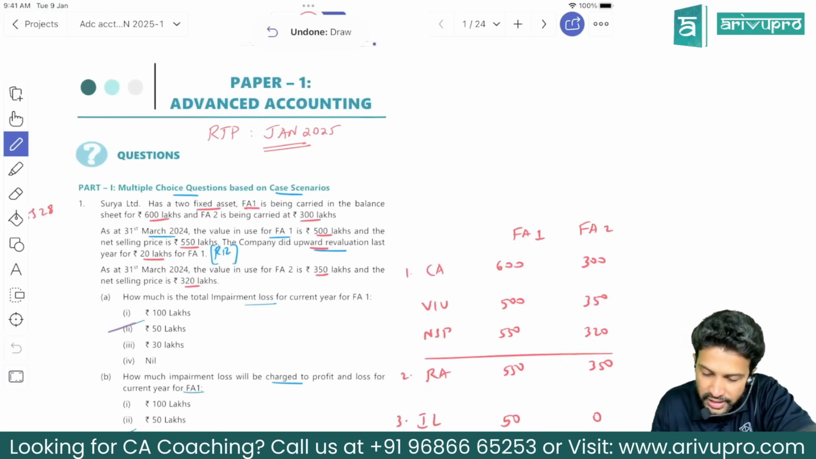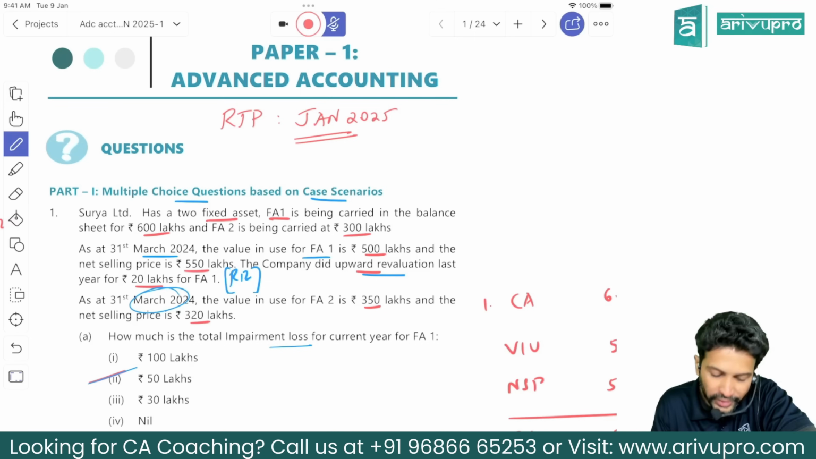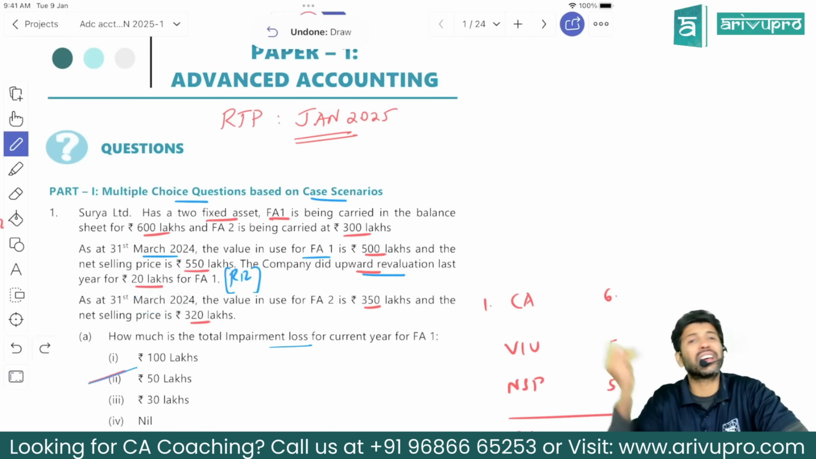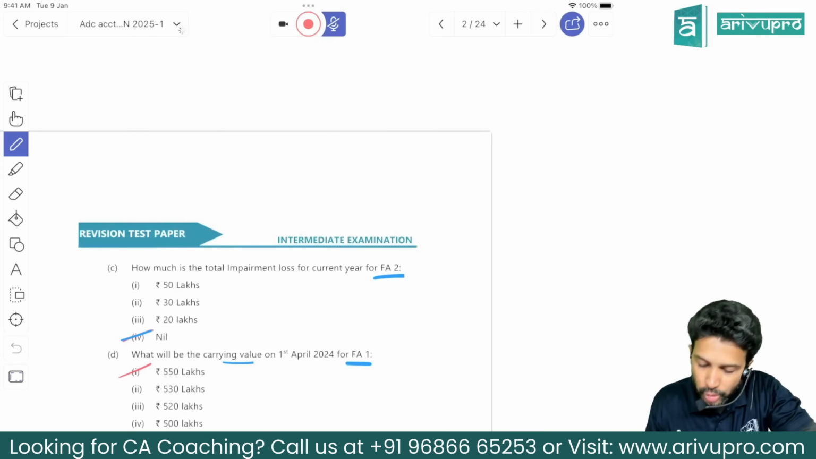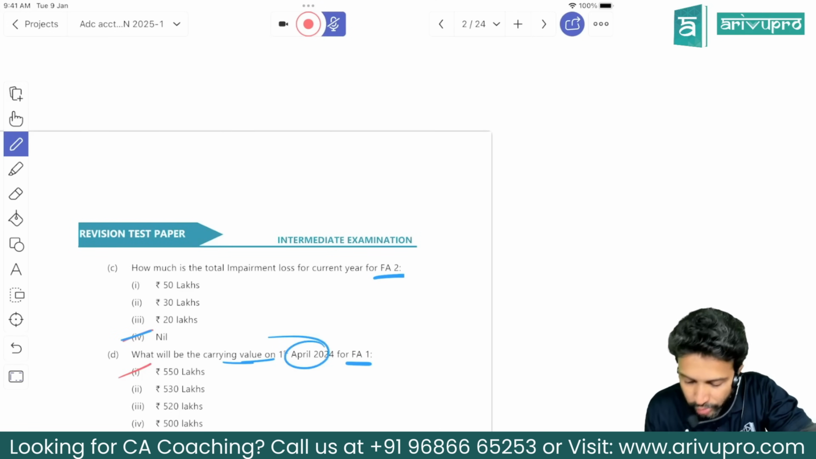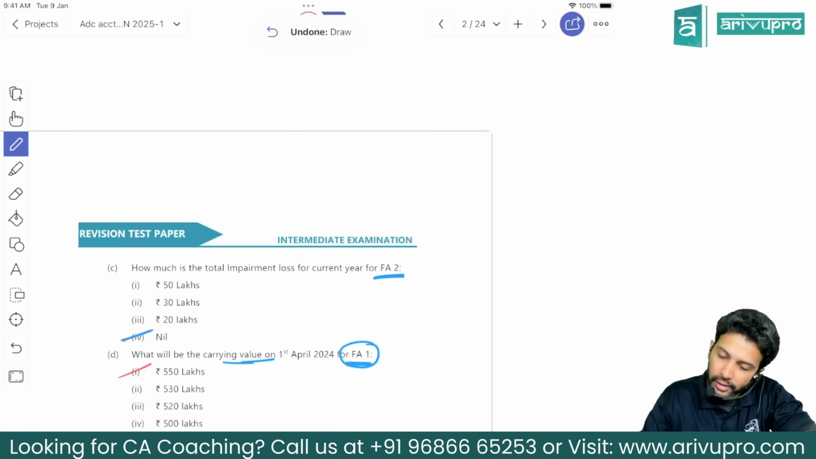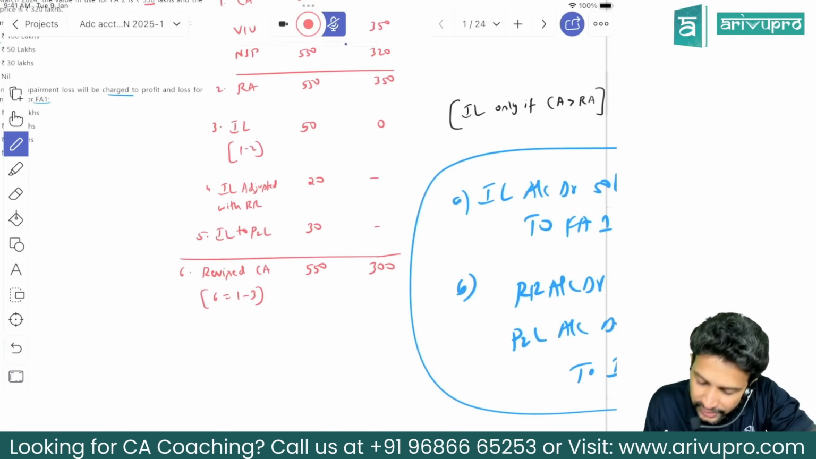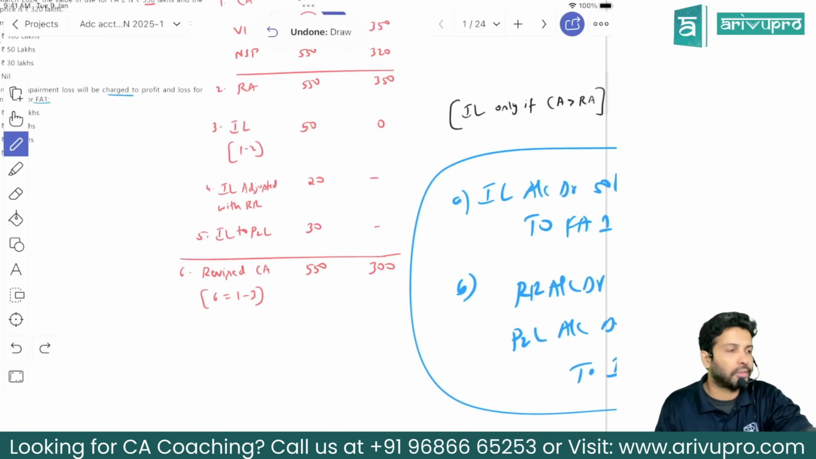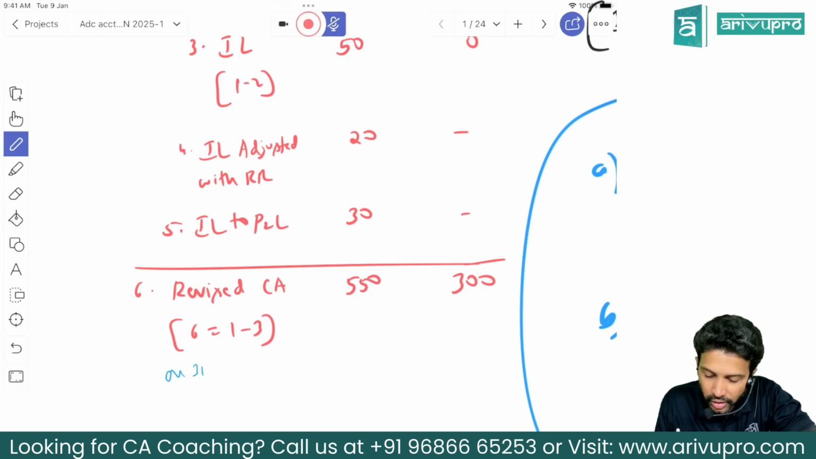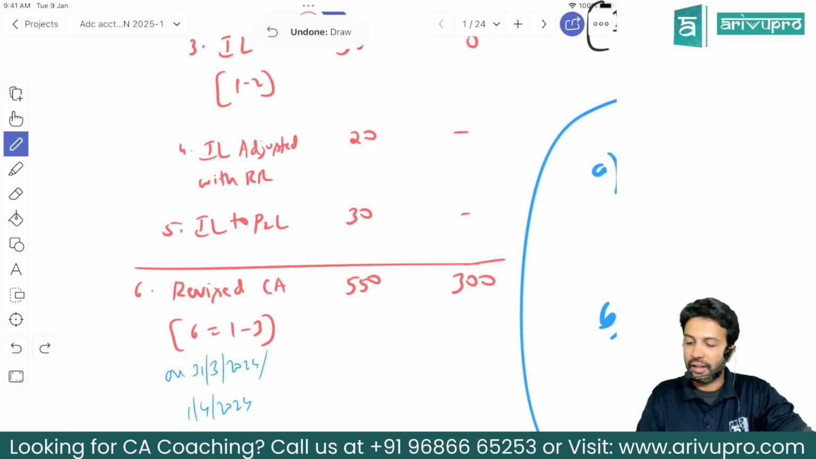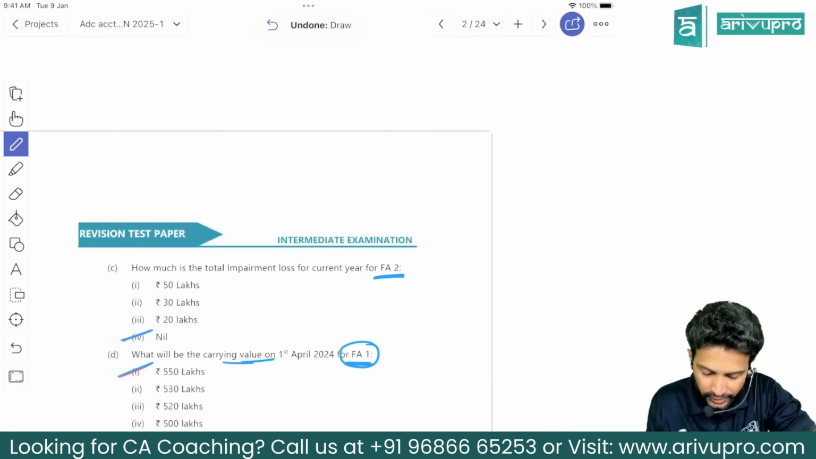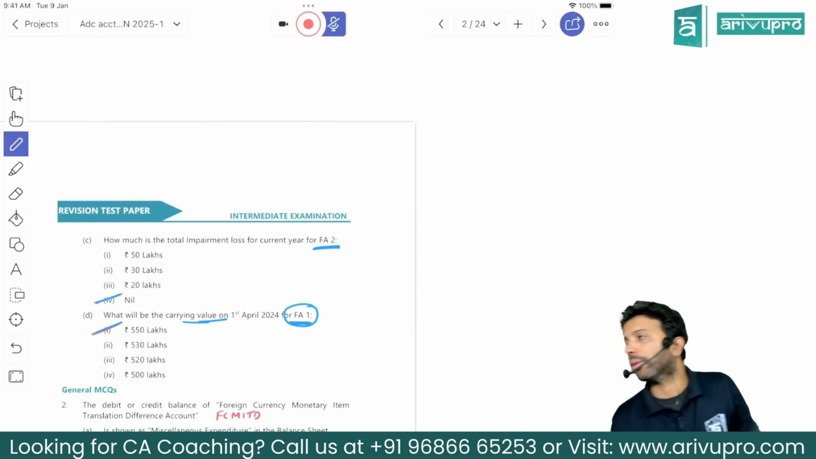What is the carrying amount on 1st April 2024? Our first year ends on 31st March 2024. Now they are asking for next year's opening balance. This year's closing balance becomes next year's opening balance. They are asking for the carrying amount on 1st April 2024 of FA1. After impairment loss, the carrying amount is revised for FA1. How much is it? 550. This is the carrying amount on 31st March 2024, which becomes next year's opening balance. So the carrying amount of FA1 is 550. Which option has 550? A. That's all this particular question is about.